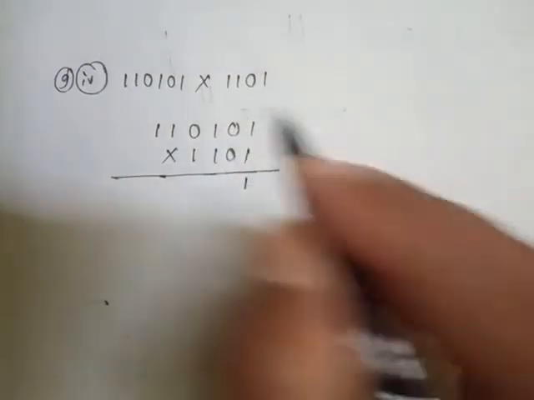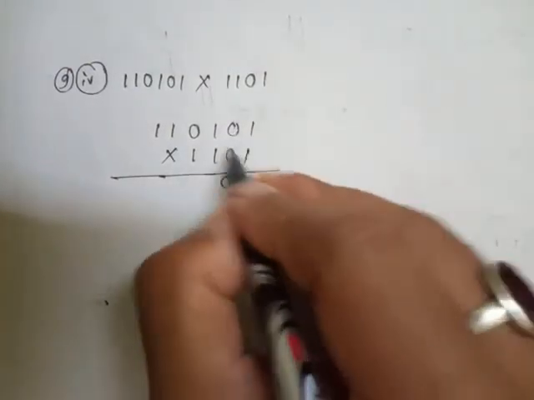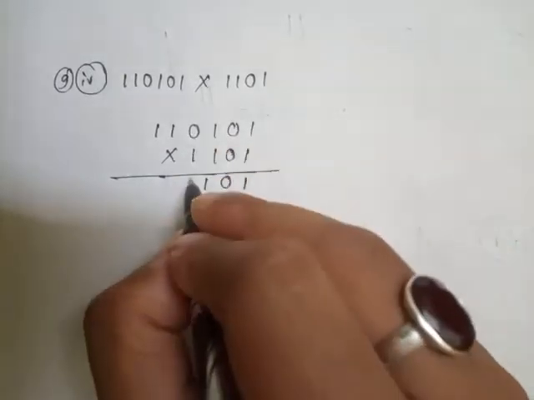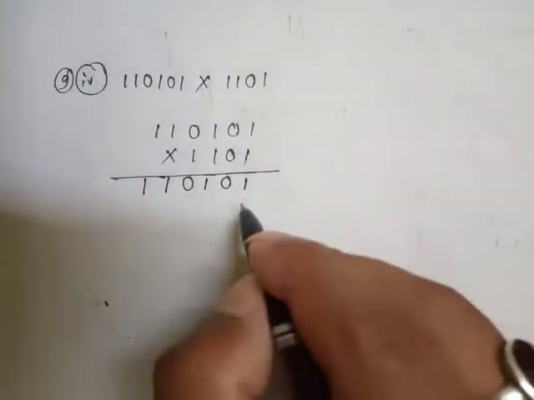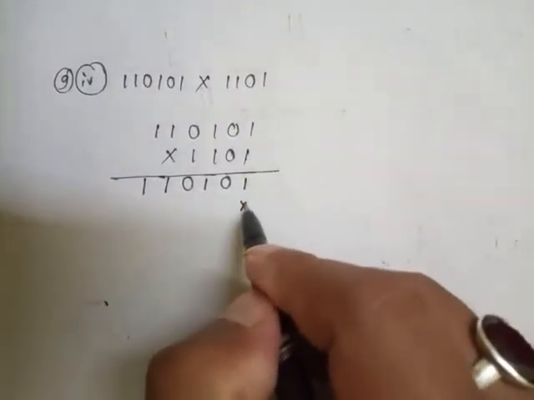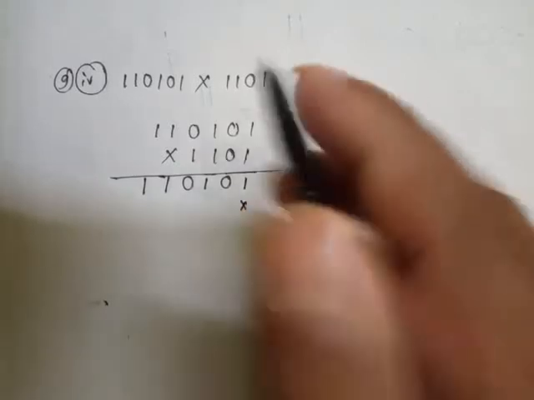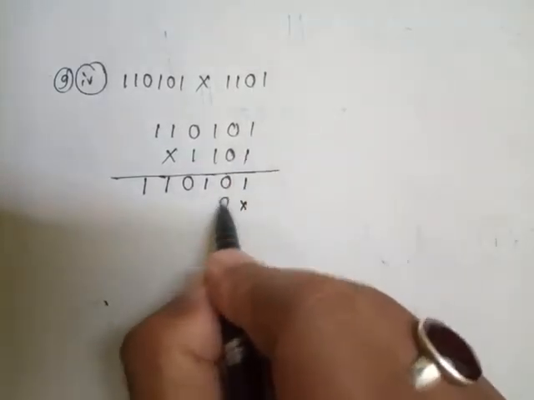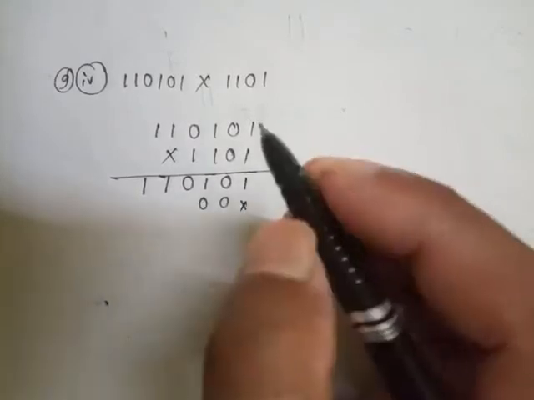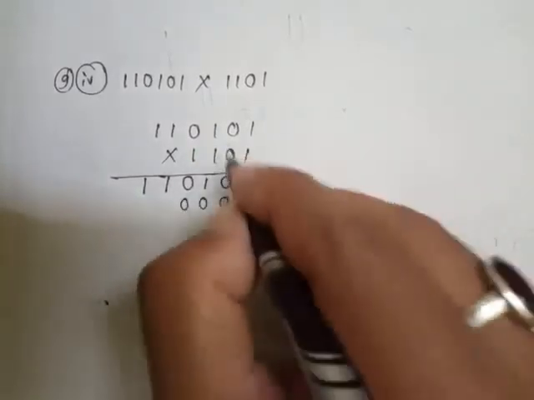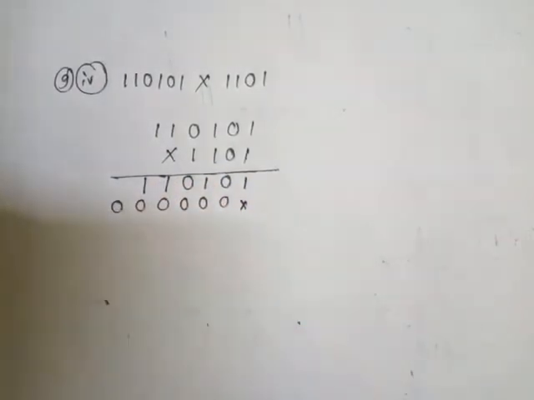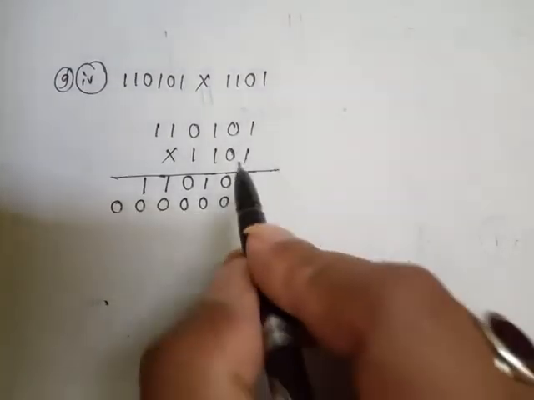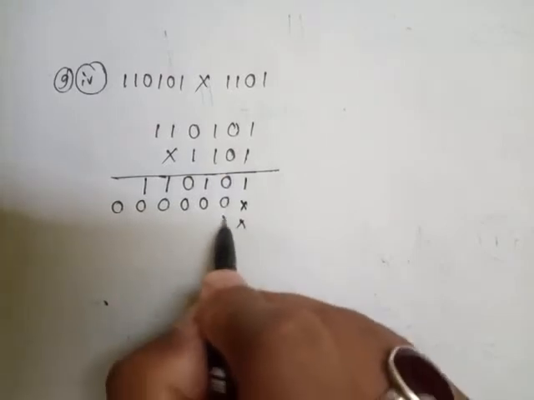1 into 1 is 1, 1 into 0 will be 0 here, 1 into 1 again 1, 1 into 0 is 0, 1 into 1 is 1, and 1 into 1 is 1. Now we'll give a cross here, which means I will not put anything. Now 0 into 1 is 0, 0 into 0 is 0, 0 into 1 again 0, 0 into 0 is 0, 0 into 1 again 0, and 0 into 1 again 0, which means if we multiply any digit with 0, the answer will be 0 only.